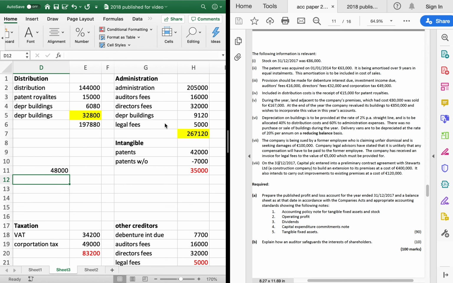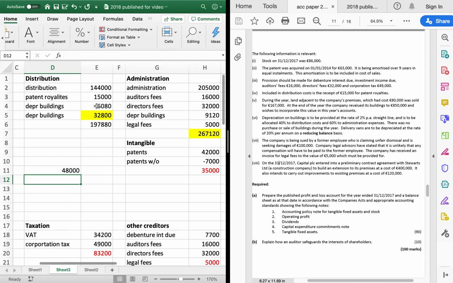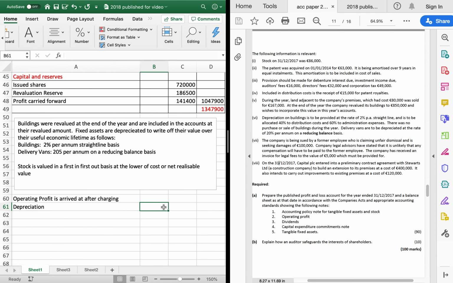So that is 48,000. So it's your three depreciations from here. It's basically going to be all of your expenses, bar distribution and admin. We're going to have to lay them all out. So we're going to write: the operating profit is arrived at after charging depreciation, 48,000. Patents amortization.